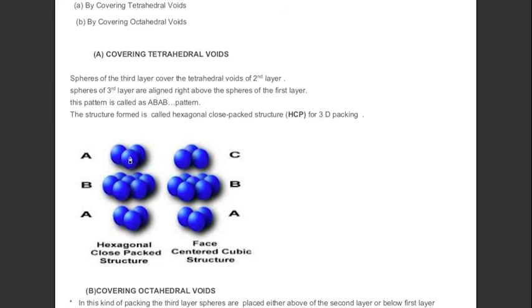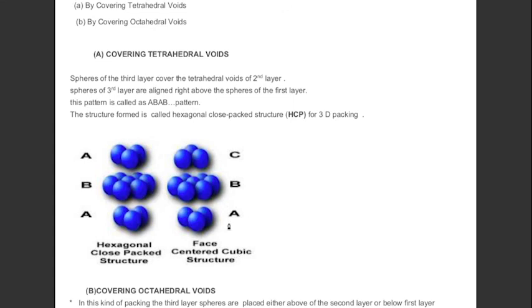So it is called ABAB type packing, or it is also called hexagonal close packed structure in a 3-dimensional network. Now if third layer spheres occupy octahedral voids, then the third layer sphere arrangement is entirely different from the first layer spheres and second layer spheres. So it is called ABC type packing, or it is also called face centered cubic structure.